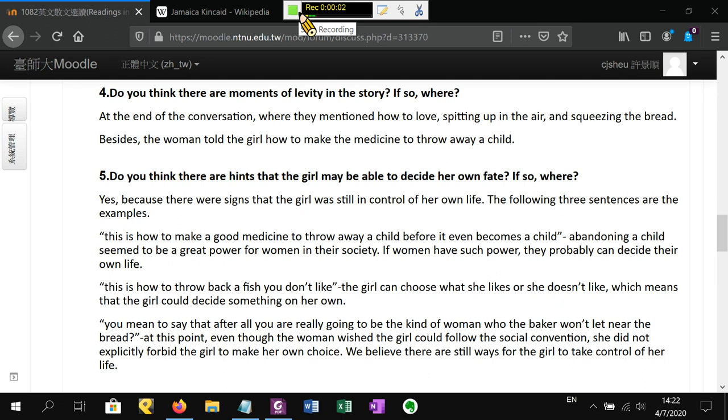Question four. Do you think there are moments of levity in the story? If so, where? So first of all, the word levity. I chose this word for a reason. It has a very specific meaning. The root of the word means light, like the opposite of heavy, or floating. So for instance, it's connected to the word levitation. Levitation means floating in midair. So levity is where the tone of the story becomes light, lighthearted, even humorous. So that's what this question is asking.